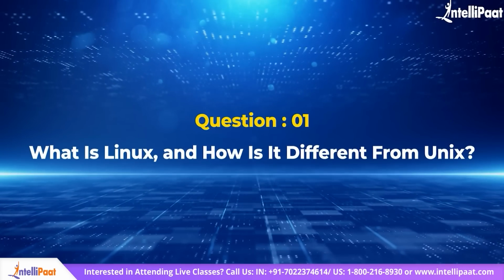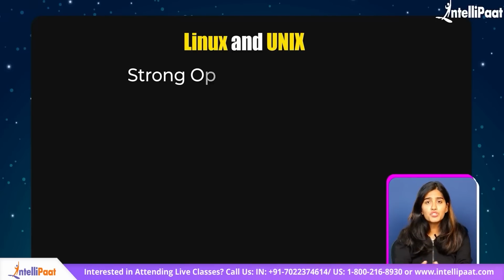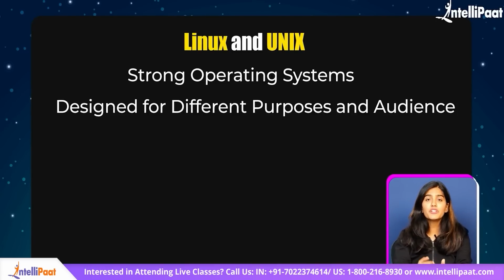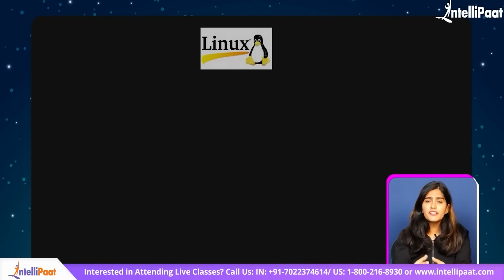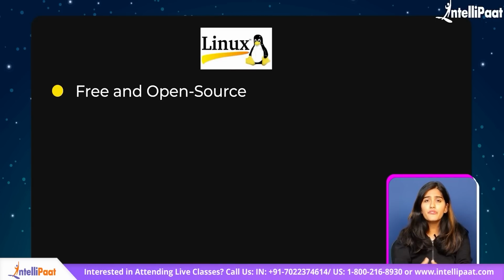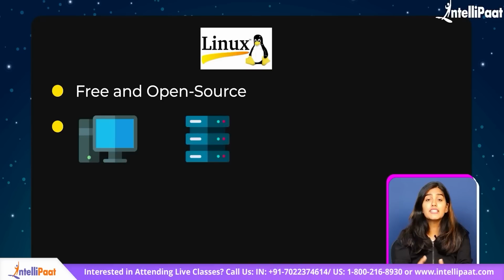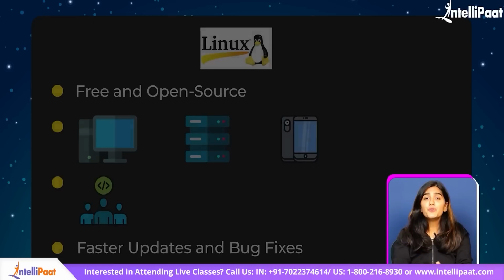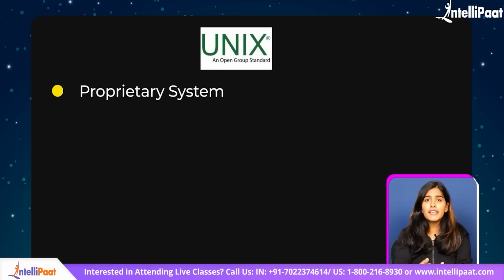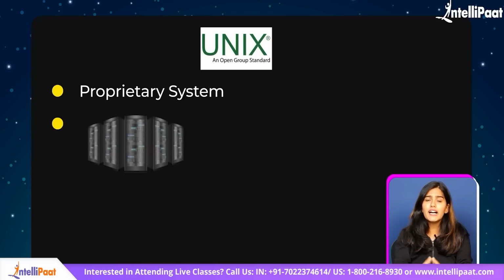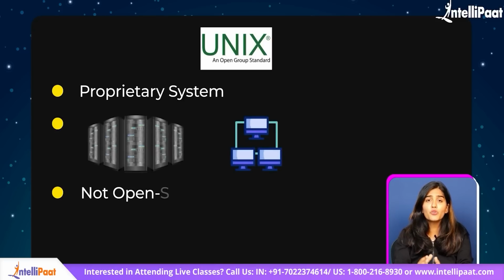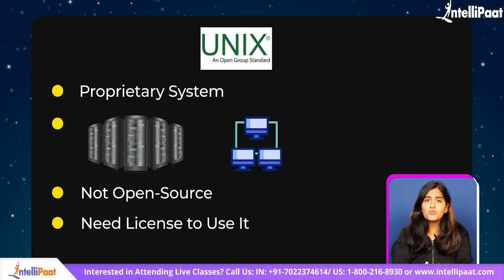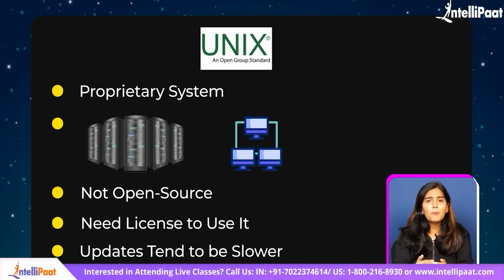Starting off with the very first question, which is what is Linux and how is it different from Unix? Linux and Unix are both strong operating systems, but they are designed for different purposes and audiences. Linux is free, open source, and widely used on everything from personal computers to servers and even smartphones. It is constantly improved by a large community of developers, which means faster updates and bug fixes. Unix, on the other hand, is a proprietary system mainly used in enterprise environments like large servers and workstations because it is not open source and you need a license to use it. And updates tend to be slower compared to Linux.